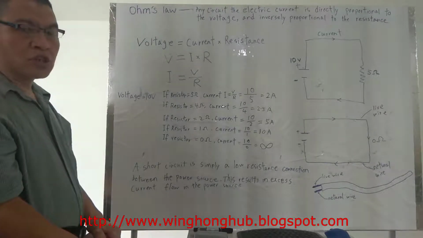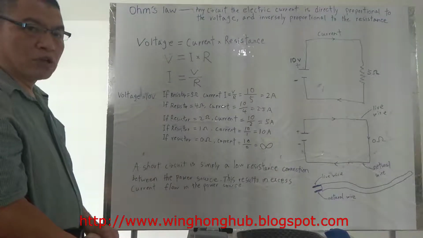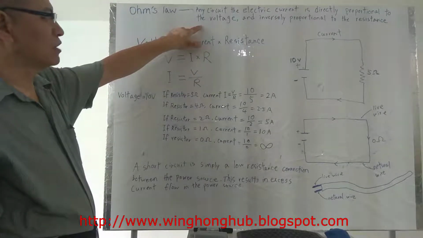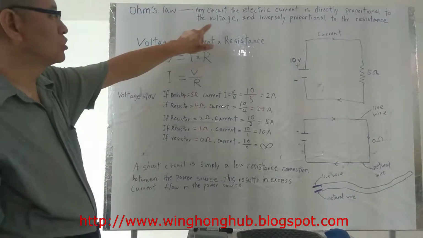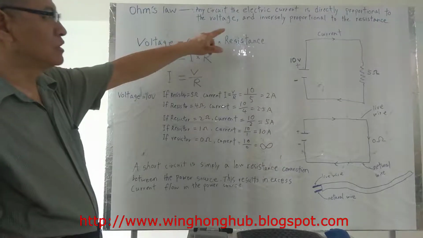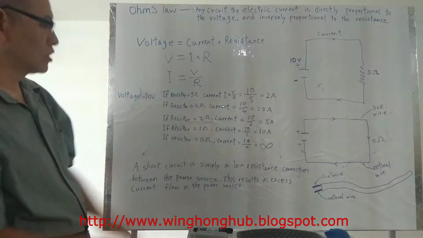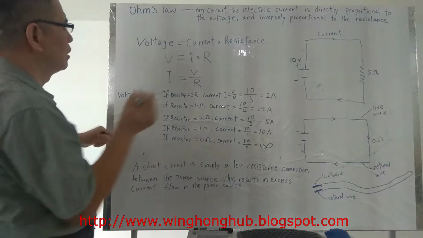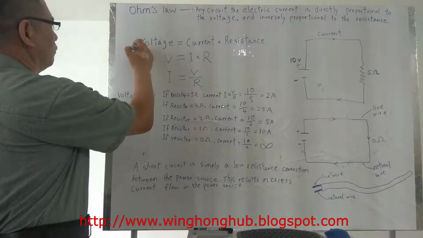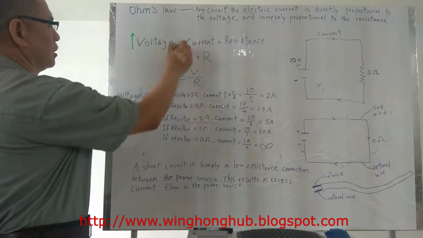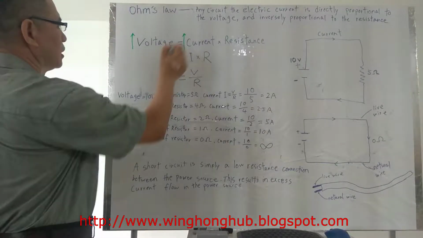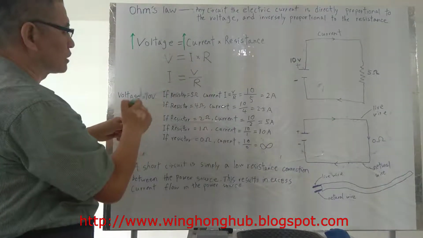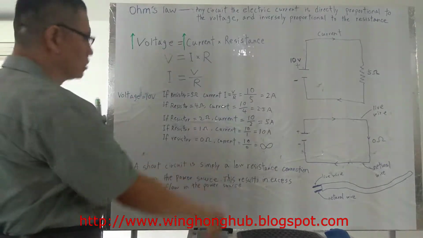To understand what is short circuit, we have to know about Ohm's law. Ohm's law says that in any circuit, the current is directly proportional to the voltage and inversely proportional to the resistance. That means if the voltage is increased, current also increases. Voltage decreases, current also decreases. This is called directly proportional.